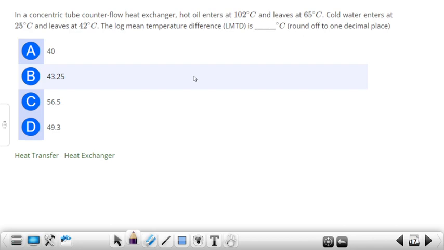Next question. In a concentric tube counterflow heat exchanger, hot oil enters at 102 degrees centigrade and leaves at 65 degrees centigrade. Cold water enters at 25 degrees centigrade and leaves at 42 degrees centigrade. And we have to find the LMTD.